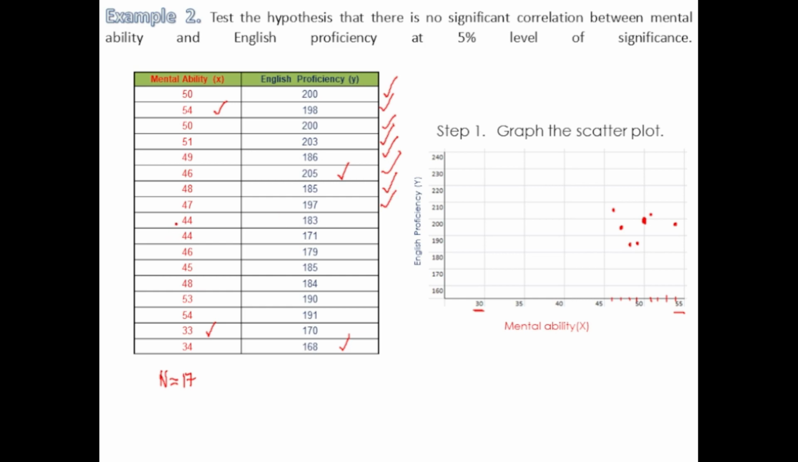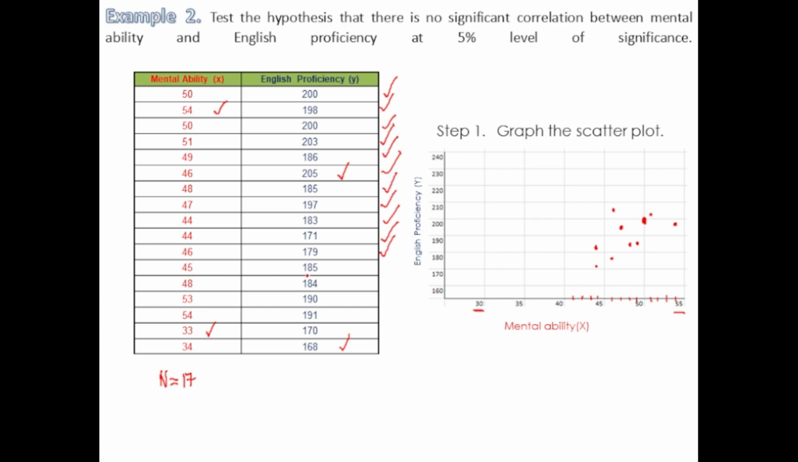Next po natin, 44 tapos 183. 44, 41, 42, 43, 44 tapos 183. Okay, tansya ulit. Next, 44 tapos 171. 44, 171. Bahagya lang. Next, 46 tapos 179. 46, 179, nandito po.